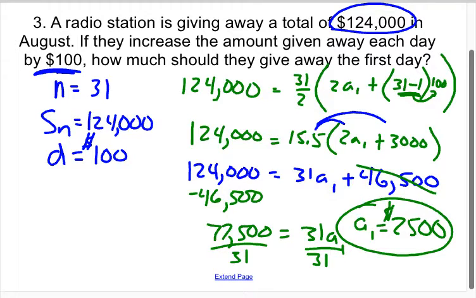What does that mean? On the first day of August, August 1st, they gave away $2,500. That's our a sub 1. You could find a sub n using one of the other formulas too.